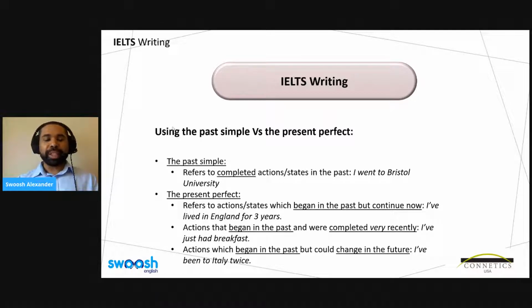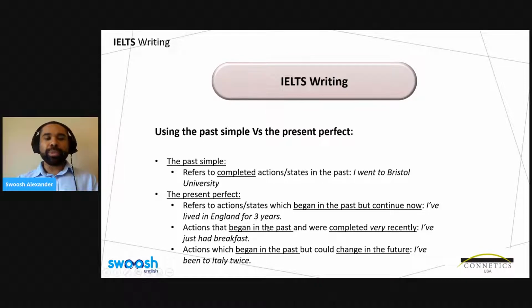in the past. So for example, I went to Bristol University. Okay, that's a completed action. I went to that university. I'm not at the university anymore. So because it's finished, we use the past simple to represent the fact that the action began and was completed in the past. However, the present perfect we use in slightly different scenarios.